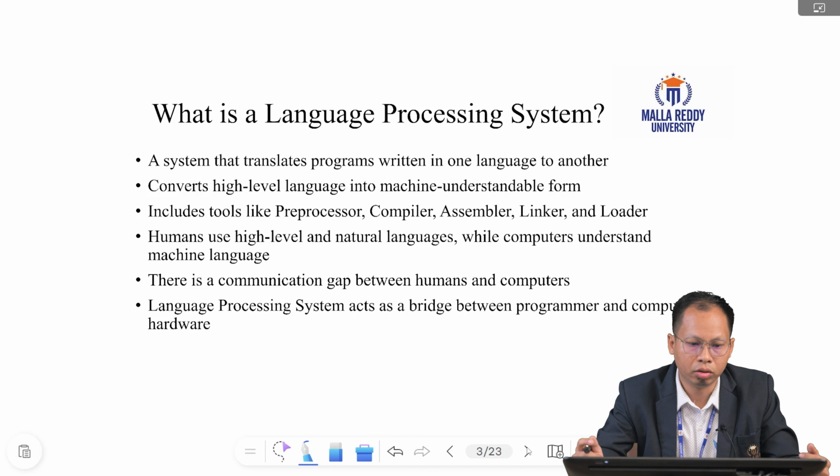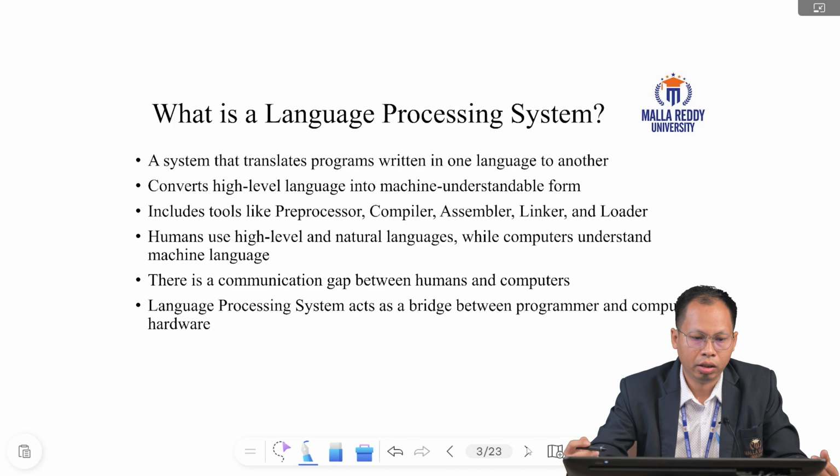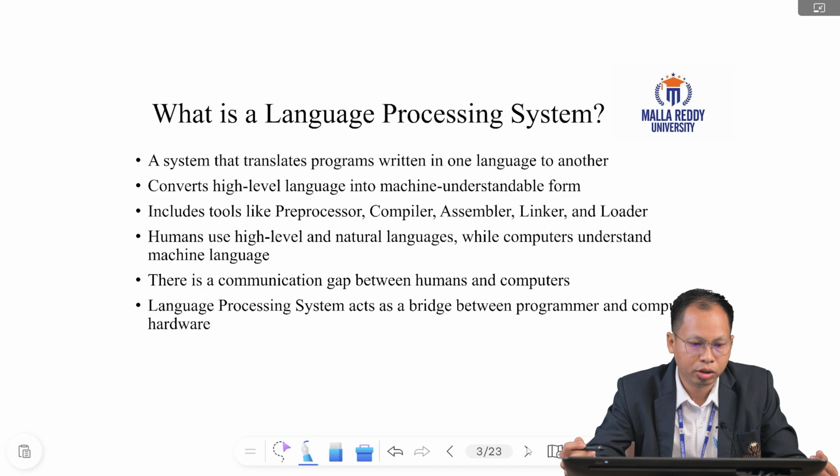Okay. So if we come to the system, a language processing system can be treated as a system that translates a program written in one language to another. It will usually convert high-level language into machine understandable form. And this system may include tools like preprocessor, compiler, assembler, linker, and loader.